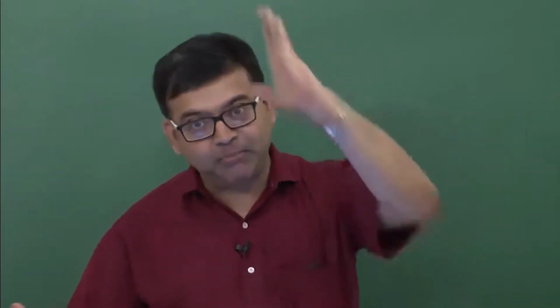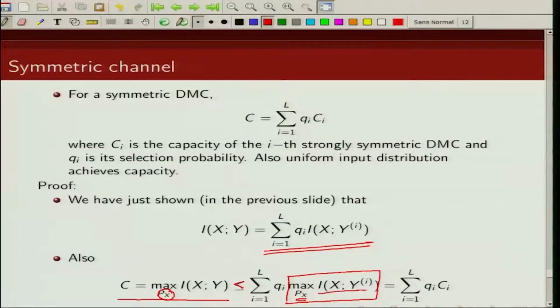And since I have the same input going to all of these L channels, the input distribution is the same. So the distribution that achieves capacity for the ith channel, the same distribution achieves capacity for, let us say, the jth channel. That's why for a strongly symmetric channel, I can write capacity to be equal to the sum of the capacity of the individual discrete memoryless channel multiplied by the probability of selecting that particular channel.